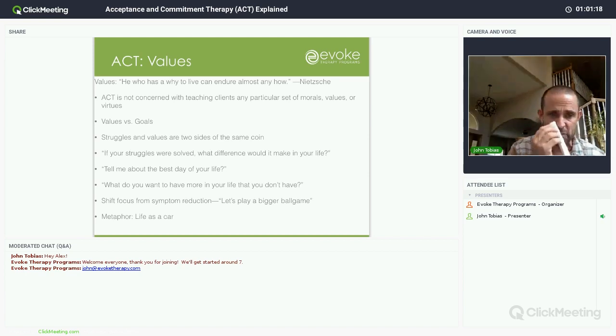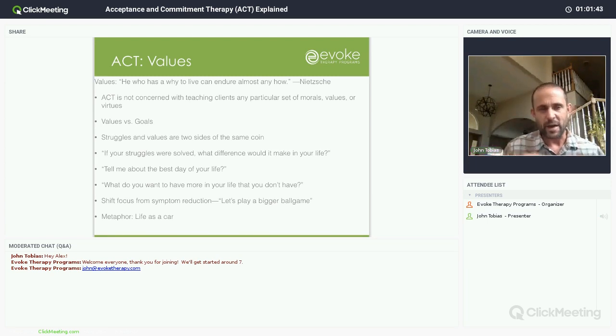So to highlight values, there are a number of different exercises, but one that I use is just asking questions like, if your struggles were solved, what difference would it make in your life? Tell me about the best day of your life. What do you want more of in your life that you don't have? These are all questions that help clients begin to uncover their values.